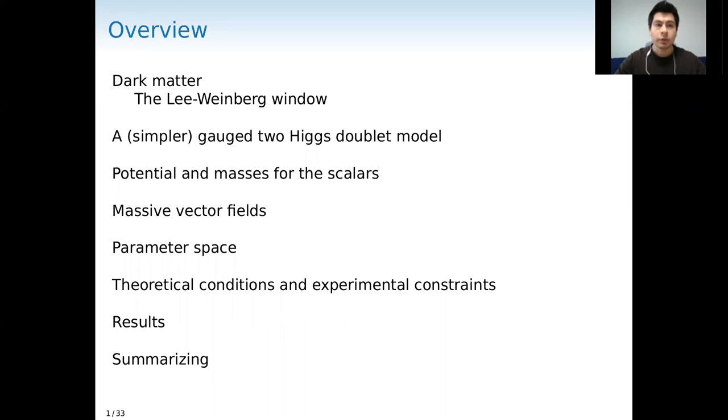Then I am going to talk about a few details of this model, mostly focusing on the potential and the masses of the scalars, and also the masses and properties of the vector fields. Then I am going to describe the parameter space that we studied in this case, and the theoretical conditions and experimental constraints that we put on this parameter space. Then some results, and finally summarize the talk.